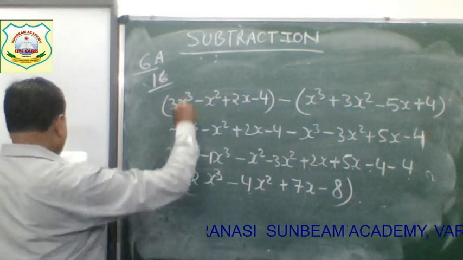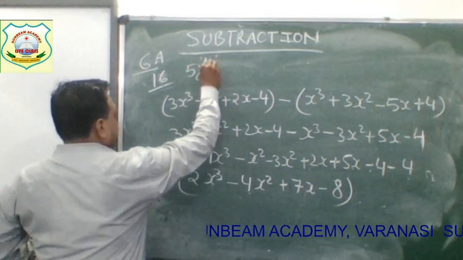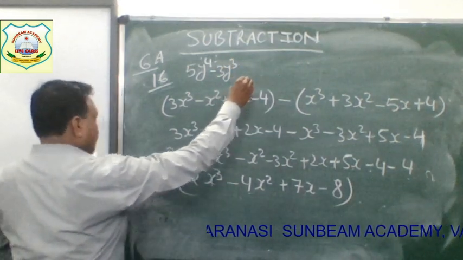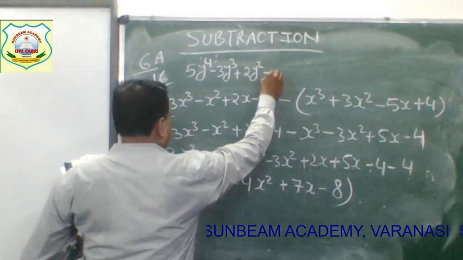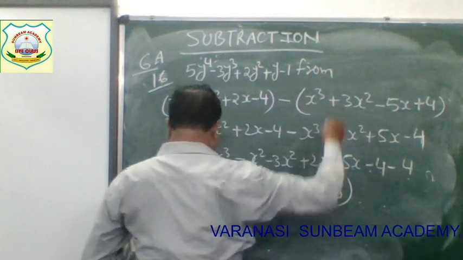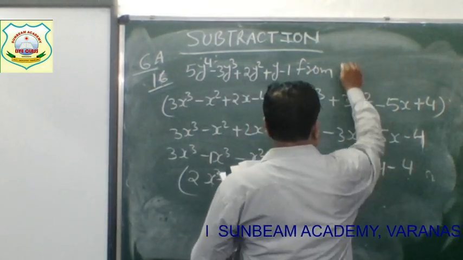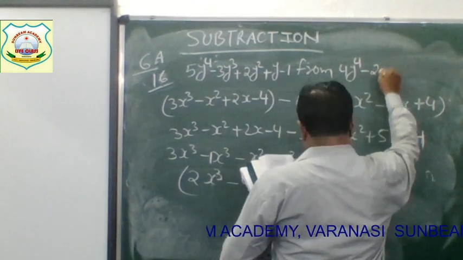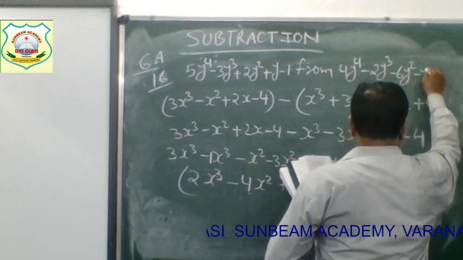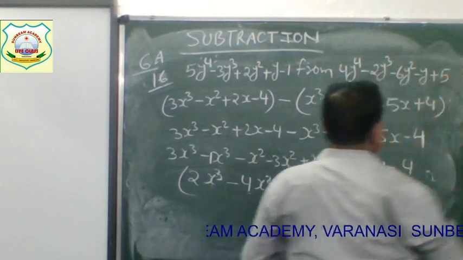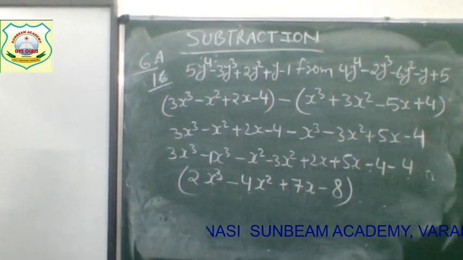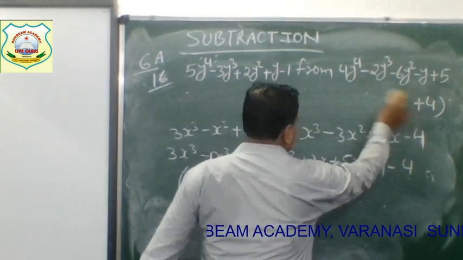16: 5y power 4 minus 3y cube plus 2y square plus y minus 1, we subtract from 4y power 4 minus 2y cube minus 6y square minus y plus 5. Friends, hope you have noted it, written.